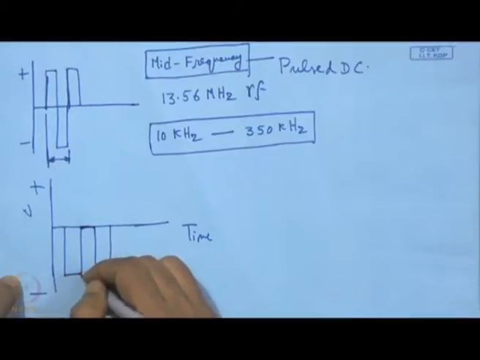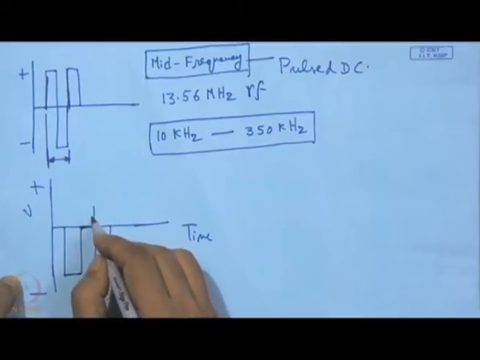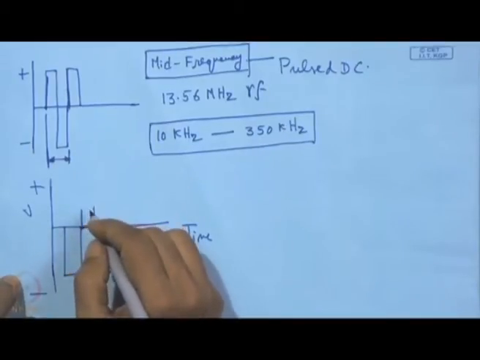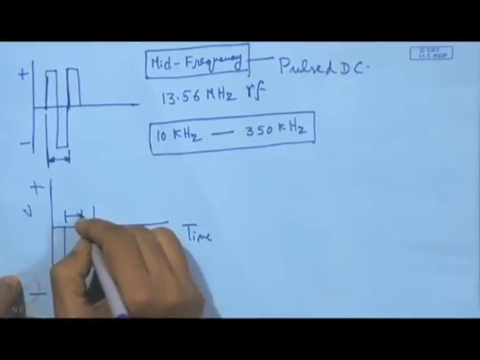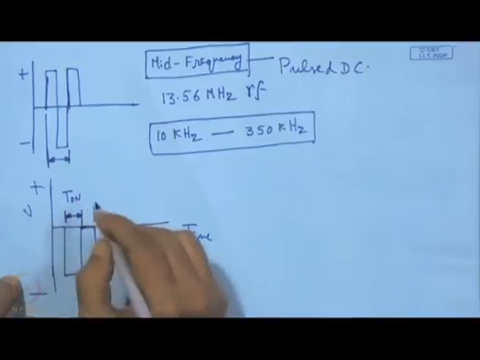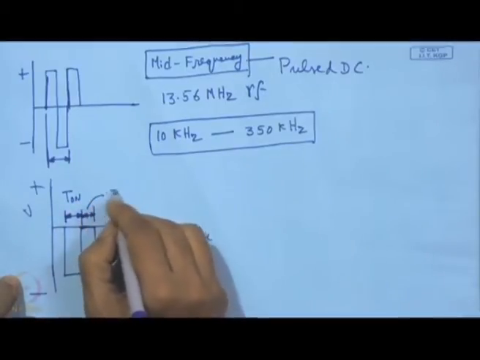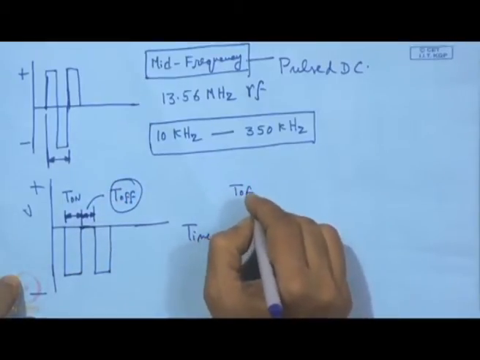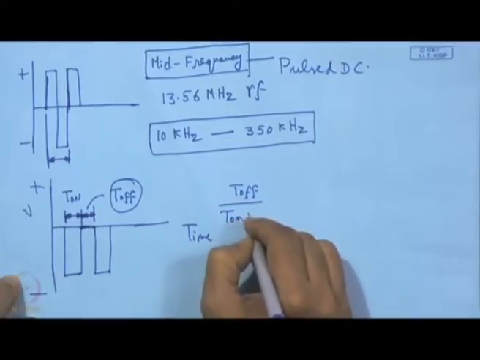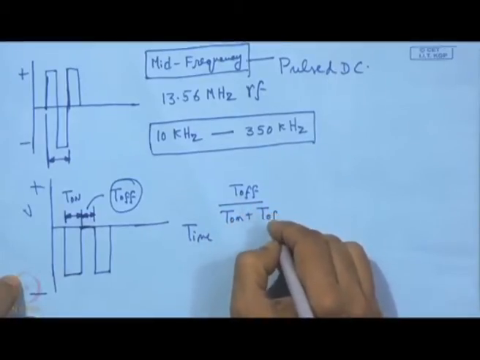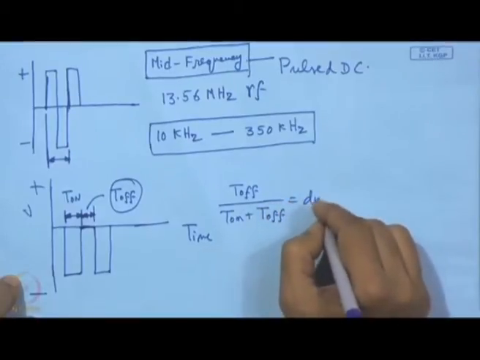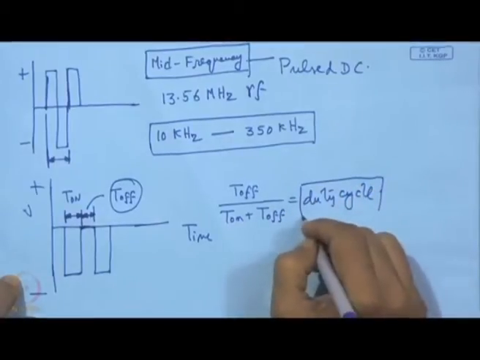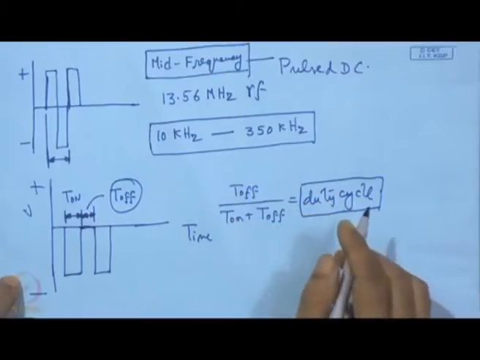That means it is negatively biased, and in one part of the full cycle it is also put to 0. So, this is called T on, and this part we call T off. And this T on, that means the total pulse width, that we actually call duty cycle. This is one important term in that it is representing the productivity.